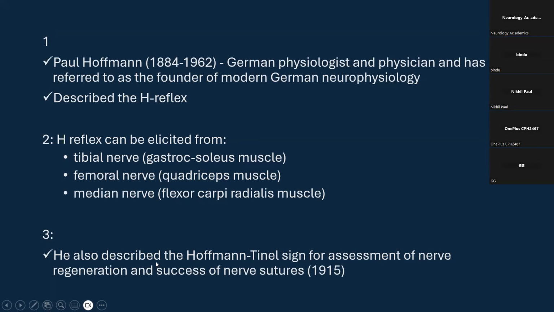And he also described the Hoffmann-Tinel sign for the assessment of nerve regeneration and success after nerve sutures. It's normally known as Tinel sign, but his contribution is also there in this.